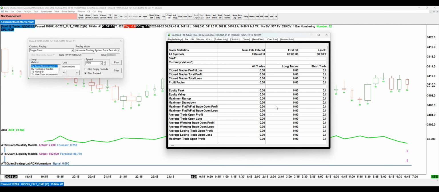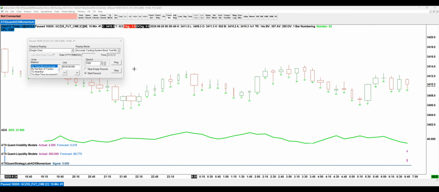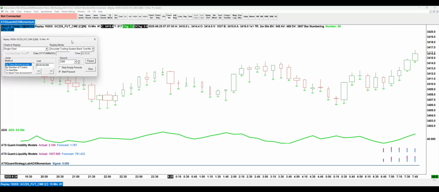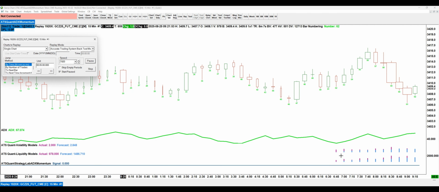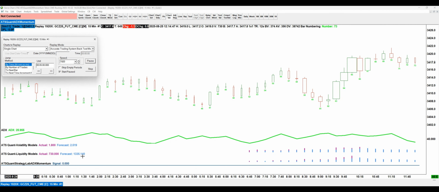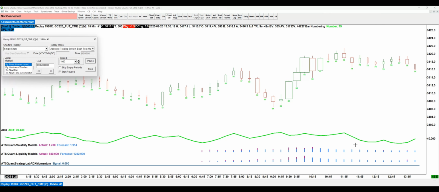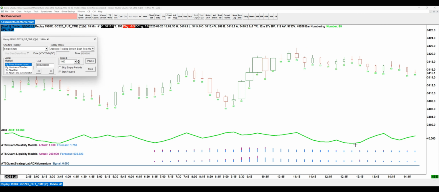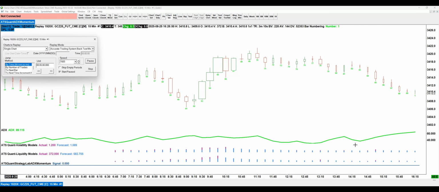Okay, to move things right along, I just switched our account to Sim 11. We can see here in the upper left, we're now in Sim 11, and we have this Sim 11 trade statistics cleared out. So we can start our back test. Let's move our window and let's play. So we see we're reading in market data. Our machine learning models are making forecasts for volatility and liquidity, which is powering our dynamic risk management, our institutional flow, as well as our volatility filtering systems.